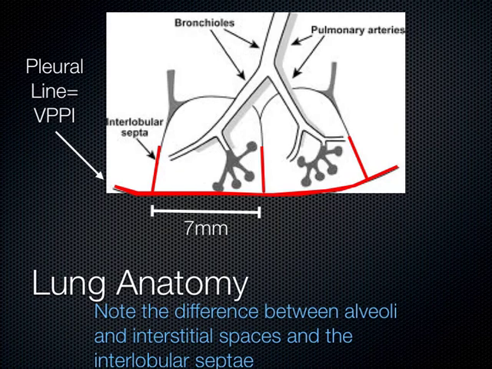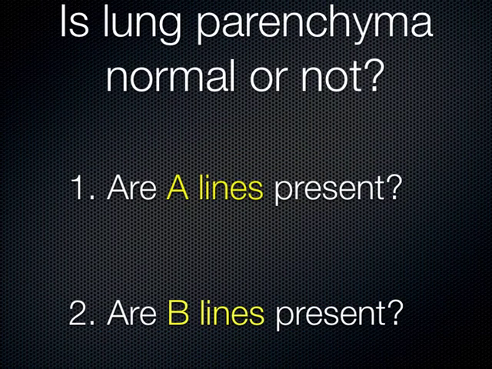So now that you remember what the lung looks like and we've talked about which probe to use, what you're really interested in when you're looking at someone's lung is, is it normal or not? The way that we ascertain that is to look for some artifacts that are classic in certain situations. One is A lines and one is B lines. A lines are horizontal artifacts.